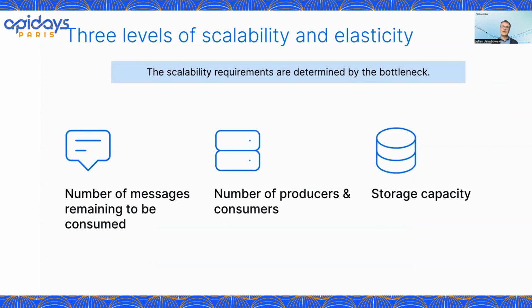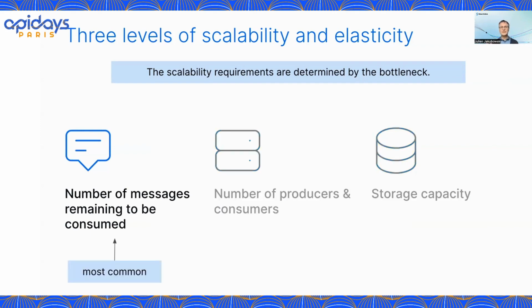The scalability requirements are determined by the bottleneck you have to address. If your bottleneck is the number of messages to be consumed in a topic, then you need to scale on the consumer side. But when the bottleneck is the number of topics or the number of connections with clients, then you need to add more processing power to the Pulsar cluster. And when the bottleneck is the storage capacity, then you need to add more storage capacity to the Pulsar cluster.